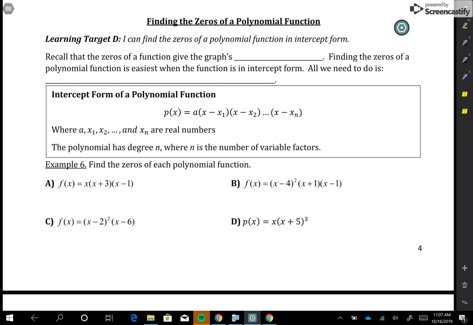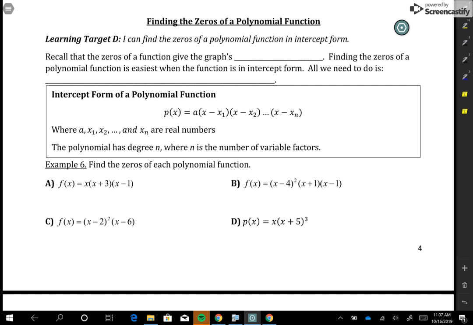Hi guys, welcome to our video lesson in which we're going to be finding zeros of polynomial functions, and then we're going to start talking about what the multiplicity of a zero means and how that affects the behavior of the graph at the zero values. So our first learning target is, I can find the zeros of a polynomial function in intercept form.